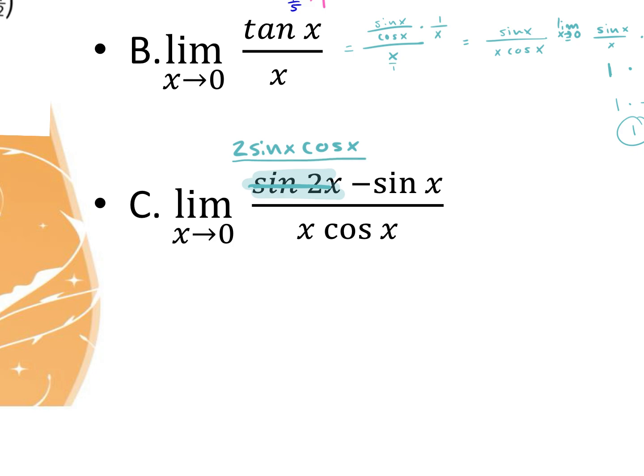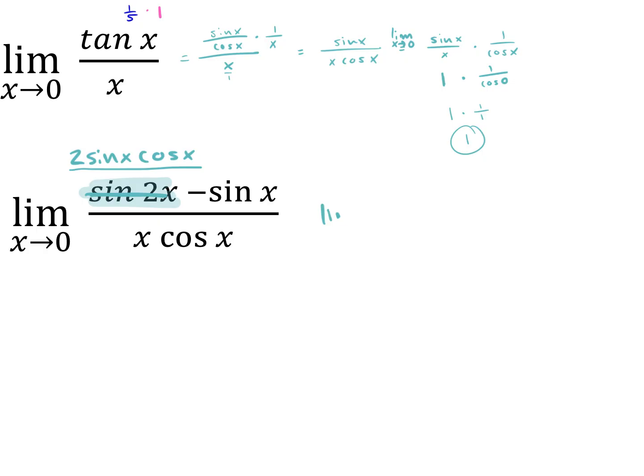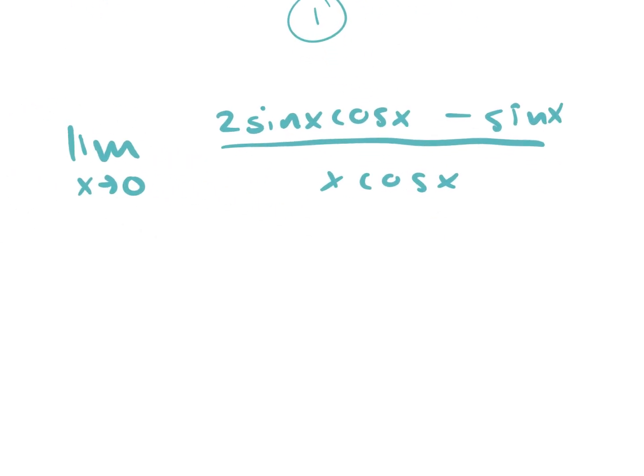All right, so let's rewrite this. We have the limit as x approaches 0 of the 2 sine of x cosine of x minus sine of x over x cosine of x. So looking here, do you see any ways that we can simplify this?